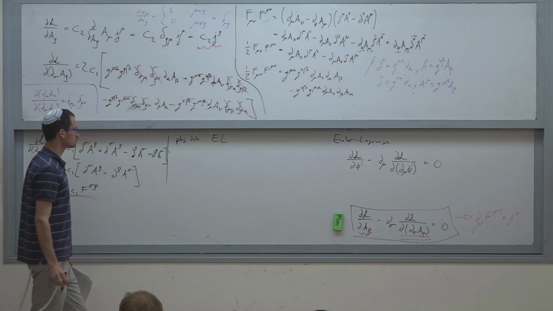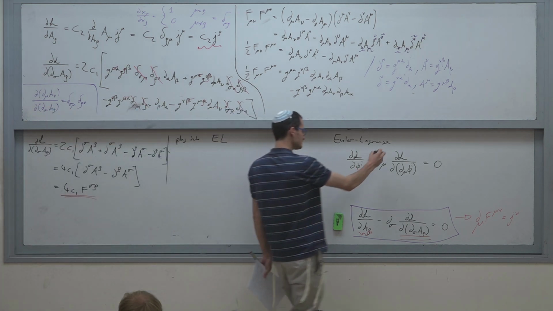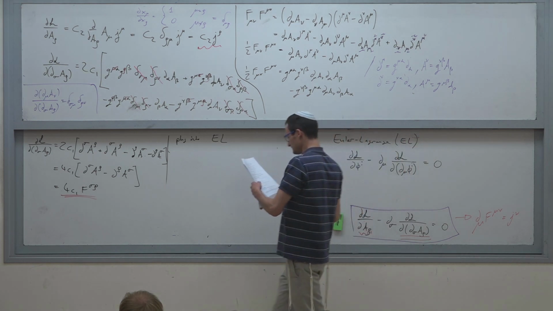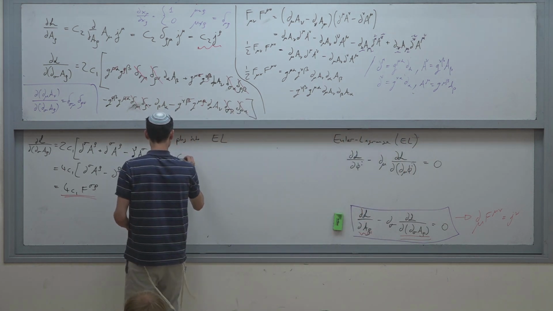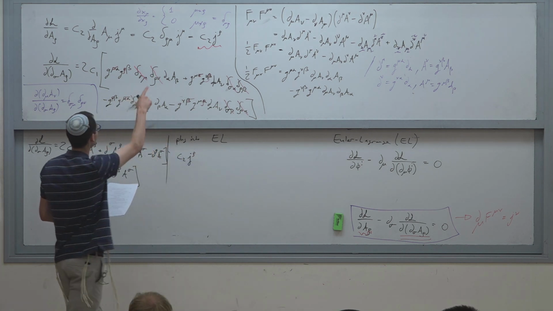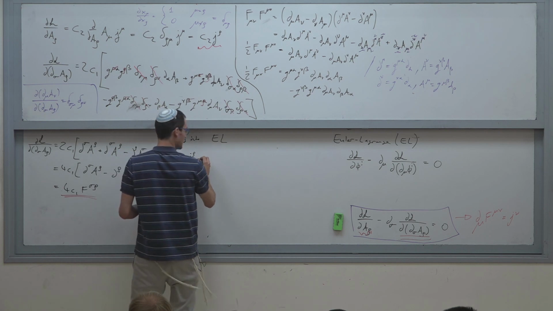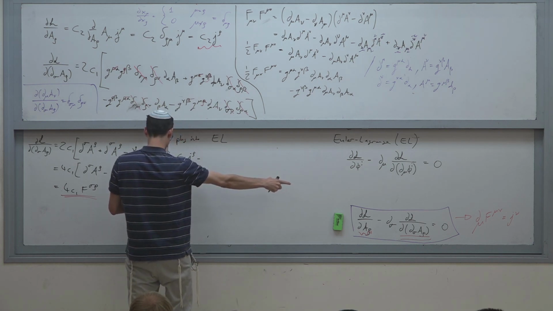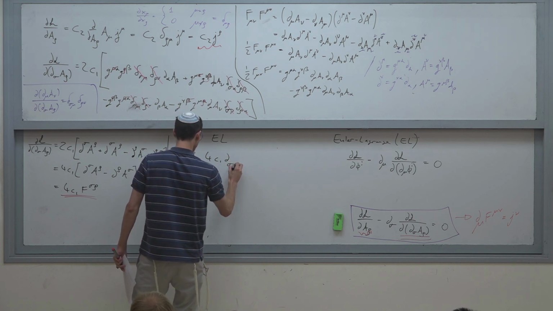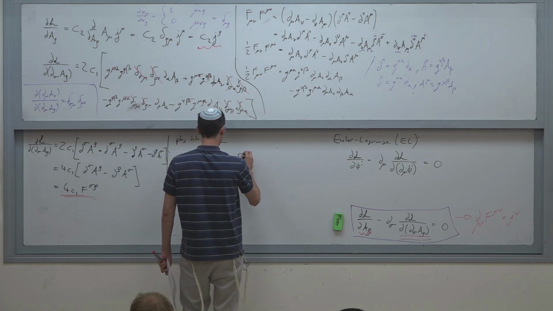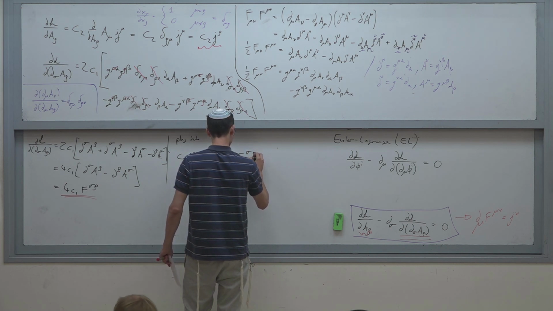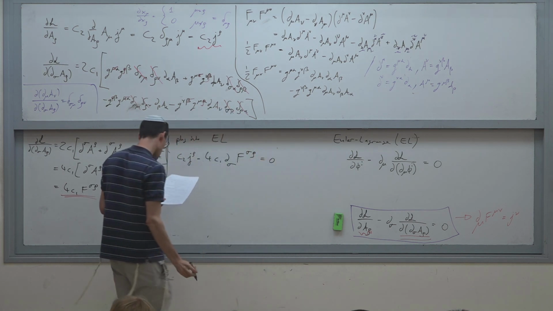EL is Euler-Lagrange. So when we plug it back in, we get C2 J rho, that's from up there, minus, there's a minus sign there, and then I have to take the derivative d sigma, so it's 4 C1 d sigma times f sigma rho, equals 0.